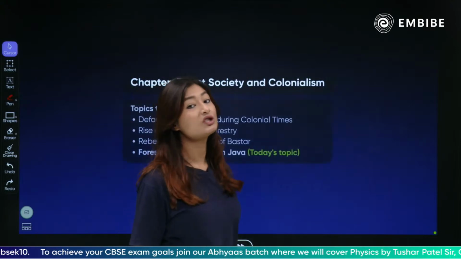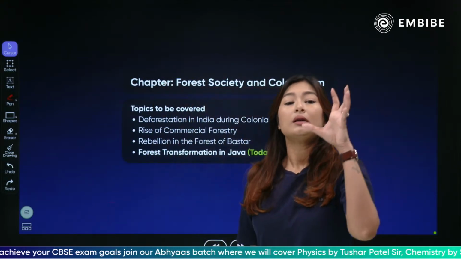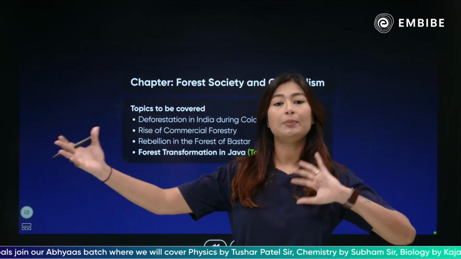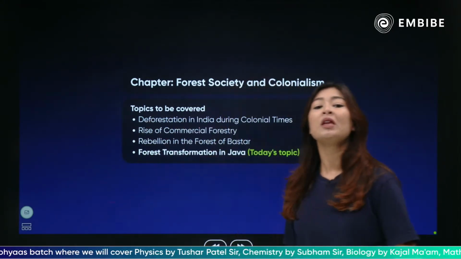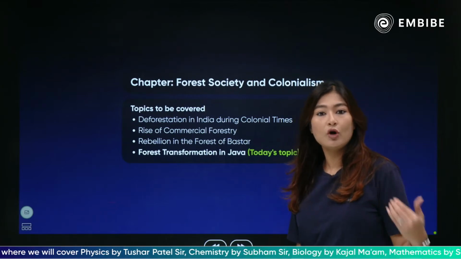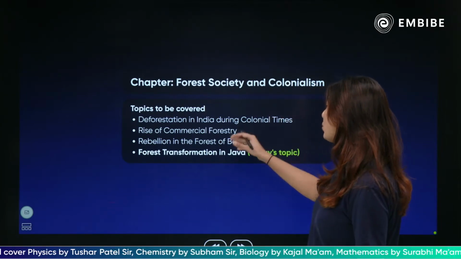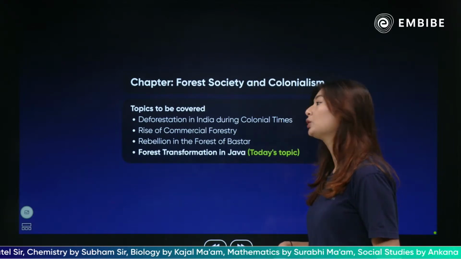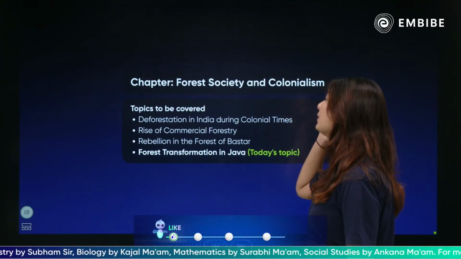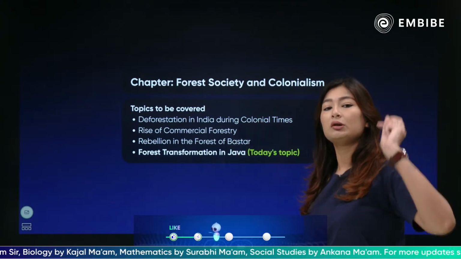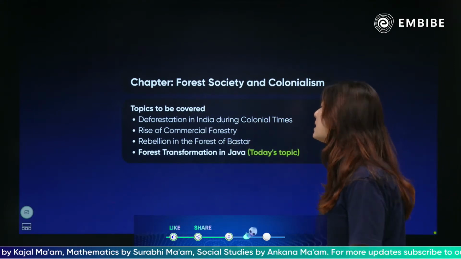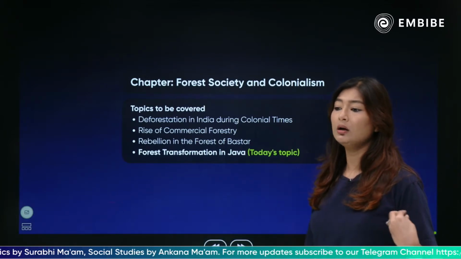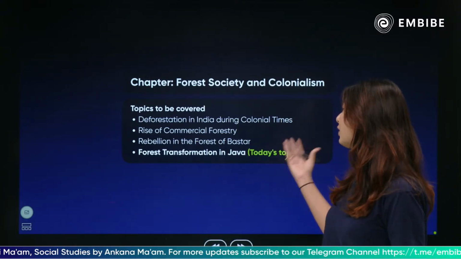Now talking about the chapter that we are doing right now, what are the topics that the entire chapter can broadly be divided into? So the very first one is deforestation, which happened in India. What is deforestation and how did it happen in India during the colonial rule? Then we spoke about the rise of commercial forestry. We took 2 sessions to understand this. Then we looked at the rebellion that was happening, of course, in the forest of Bastar.